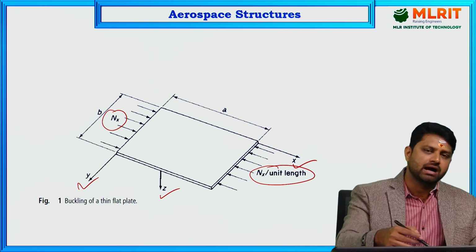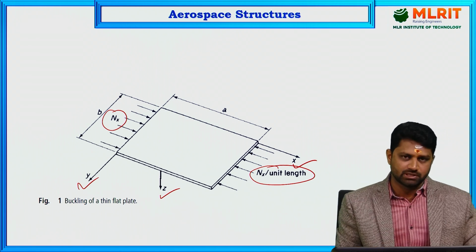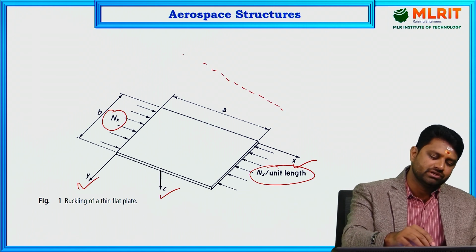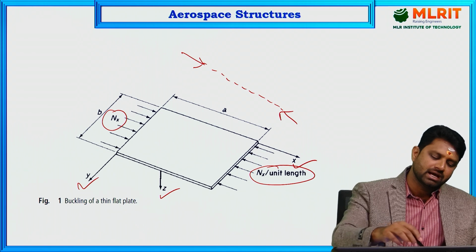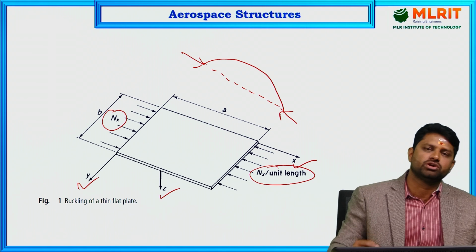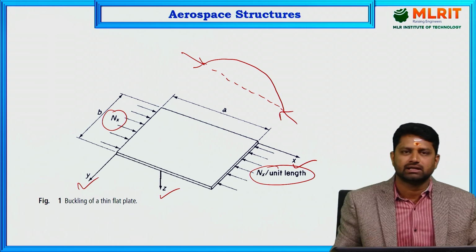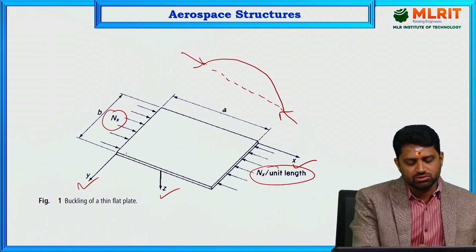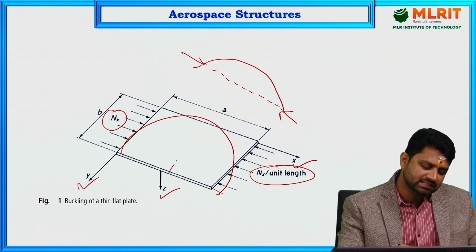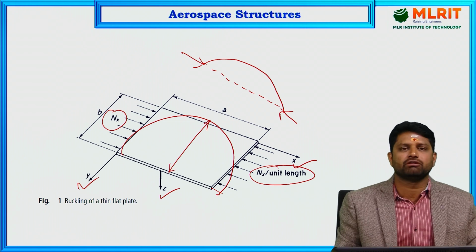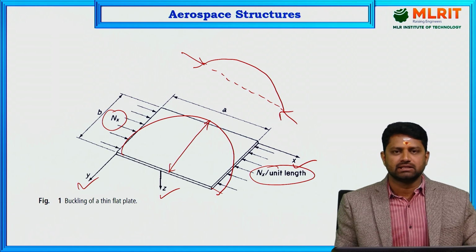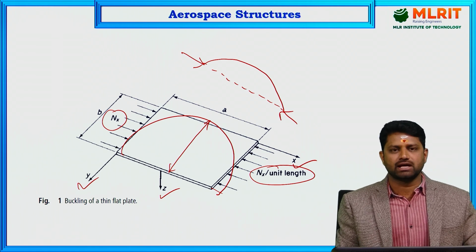Now if you discuss it with a column, you can consider this as a column on which the compressive load is acting. When the compressive load is increased, it is going to deflect, and the column is going to buckle like this. In a similar fashion, the thin plate may also try to bend or deflect in this manner. This is the maximum deflection it takes before failure occurs in the material. Whatever the amount of load it takes before failure occurs is called the buckling load.